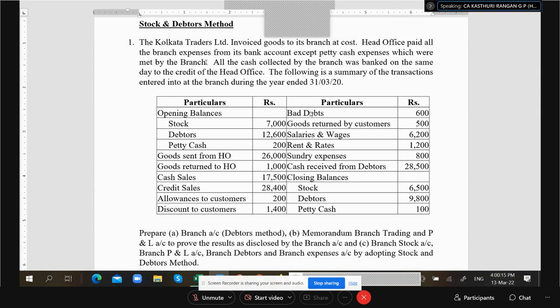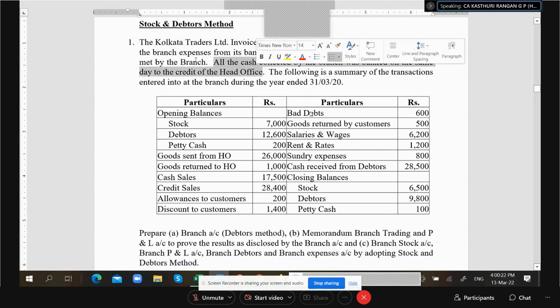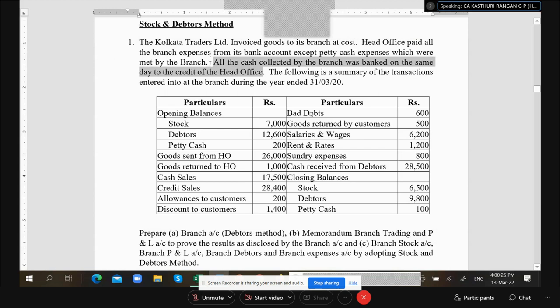From that, the branch will incur the petty expenses. So it's a dependent branch. Not only that, the next sentence also confirms that it's a dependent branch: all the cash collected by the branch was banked on the same day to the credit of HO. So these two sentences tell you the branch is a dependent branch. If the branch is a dependent branch, we can follow any of the three methods. But in this problem, we are going to find the solution by all the three methods.